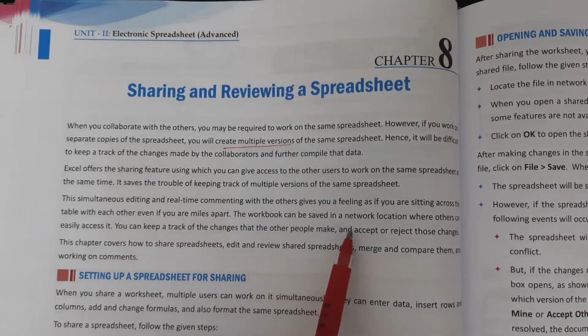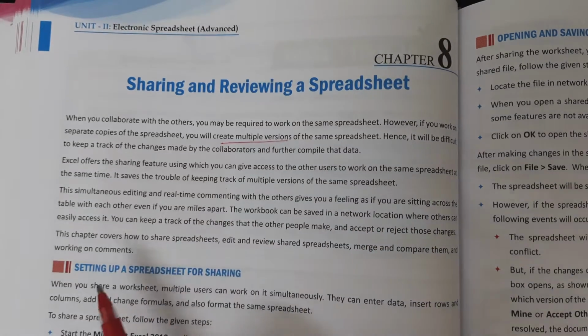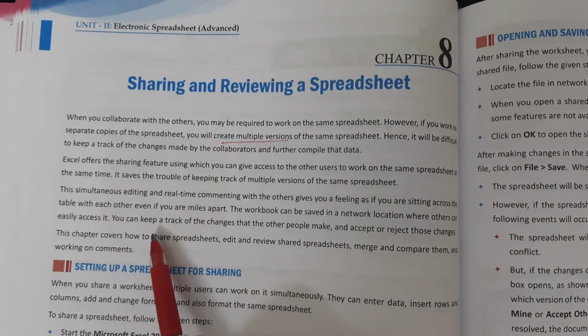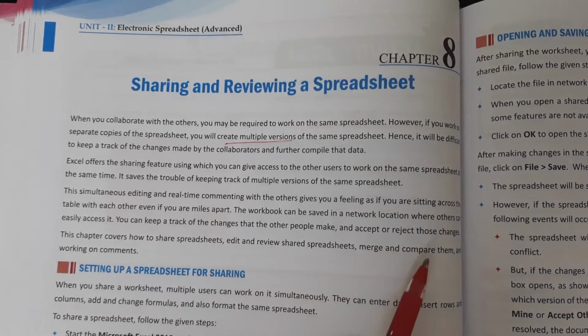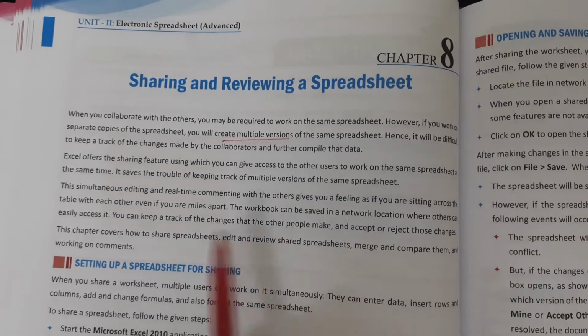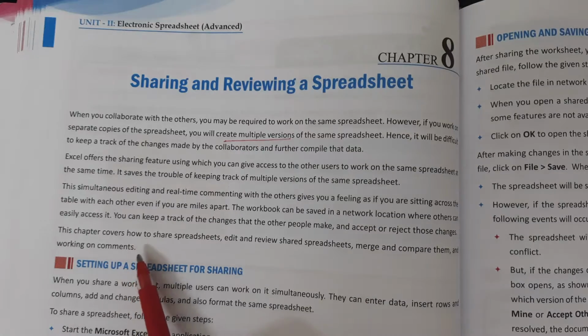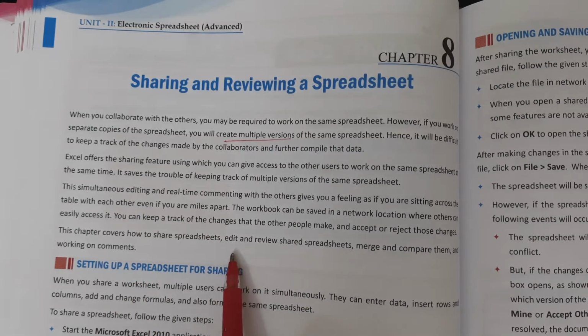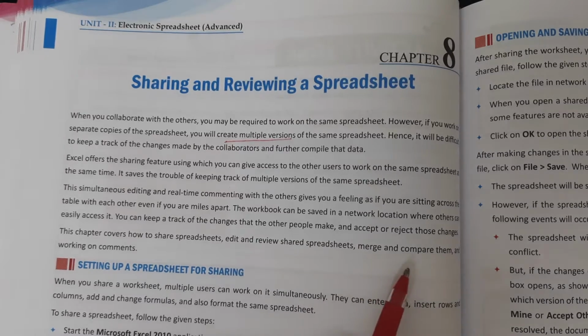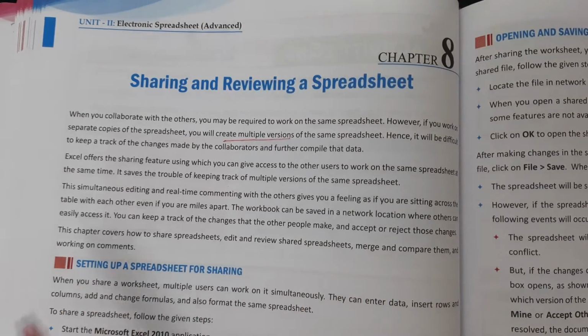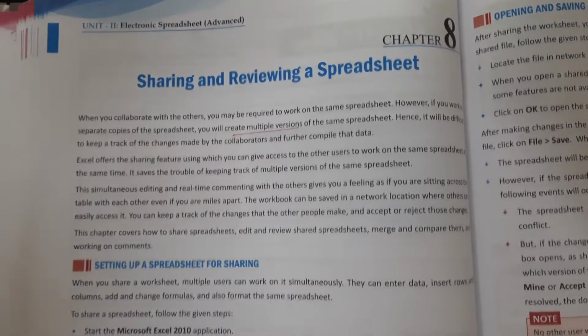The workbook can be saved in a network location where others can easily access it. You can keep track of the changes that other people make and accept or reject those changes. So this chapter is going to show you how to share spreadsheets, edit and review shared spreadsheets, merge and compare them, and work with comments. So this we are going to see in this chapter.